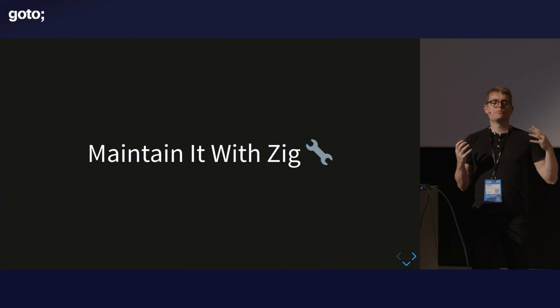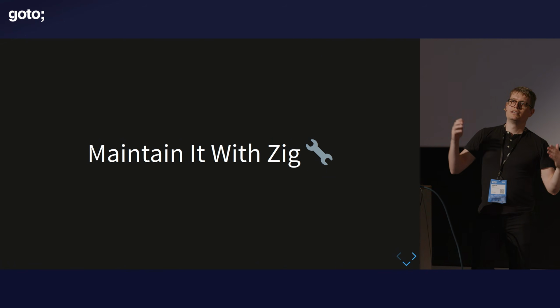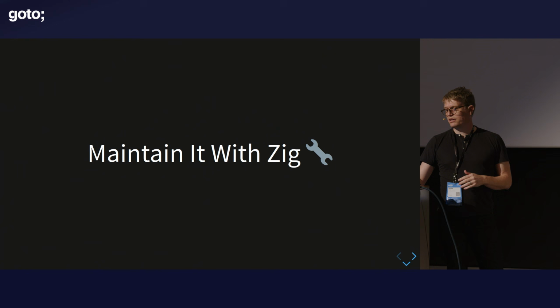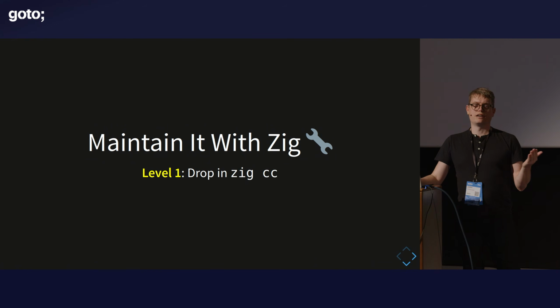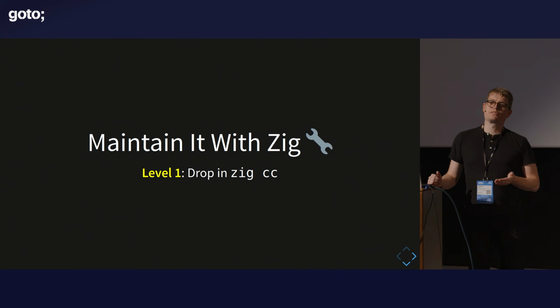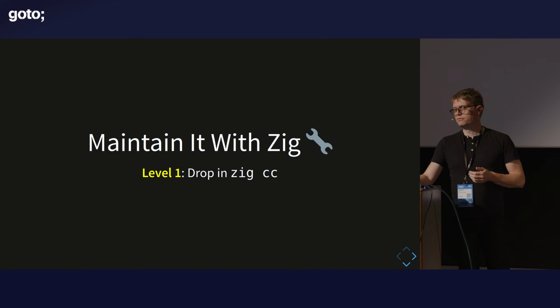It's kind of like multiple levels that you can get into. So like level 1, you decide, I want to use ZigCC. I want to drop in this alternate C++ compiler. All right, why would I want to do that?